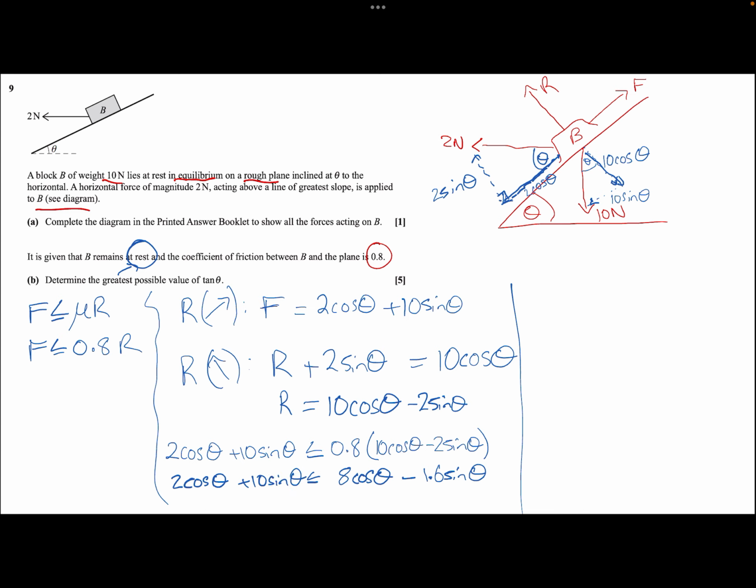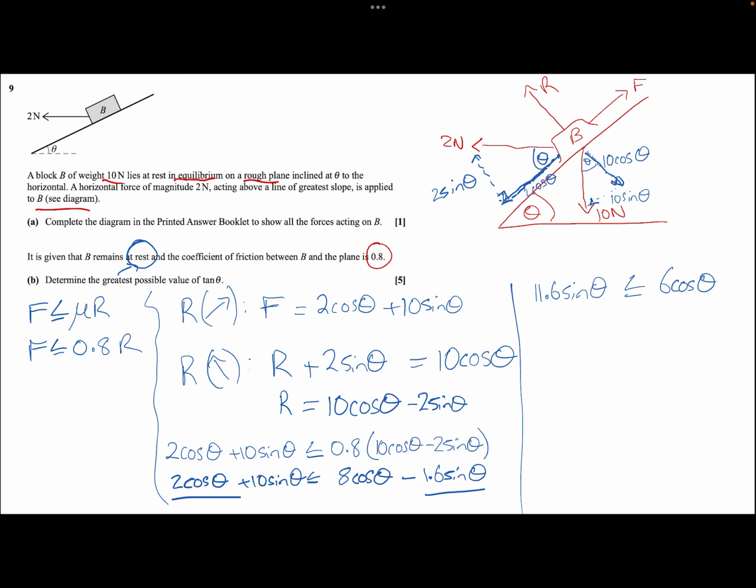All right, what we can do now is bring all of the sines to one side and all of the cosines to the other. So I'm going to move this one over, and I'm going to move this one to the other side. And when we do that, we get 11.6 sine theta is less than or equal to 6 cos theta.